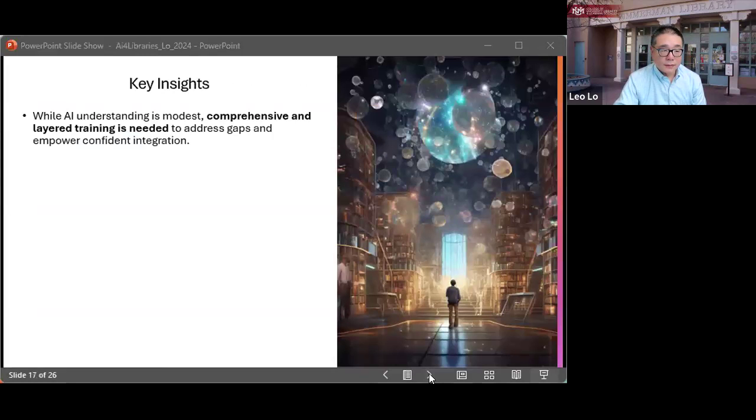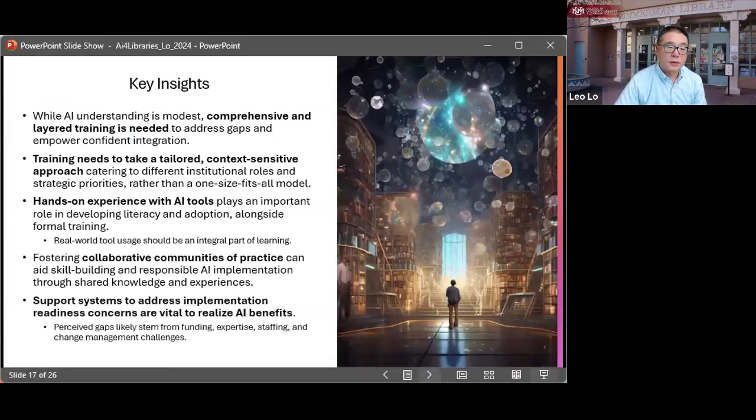So these are the main key insights from the two surveys. We need comprehensive and layered training, and the training needs to take a more context-sensitive approach. People want hands-on experience with these AI tools. Real-world tool usage should be a part of the learning. And people want collaborative communities of practice to learn with each other because it is so new. We need support systems to address implementation readiness. Concerns are vital to realizing these benefits.